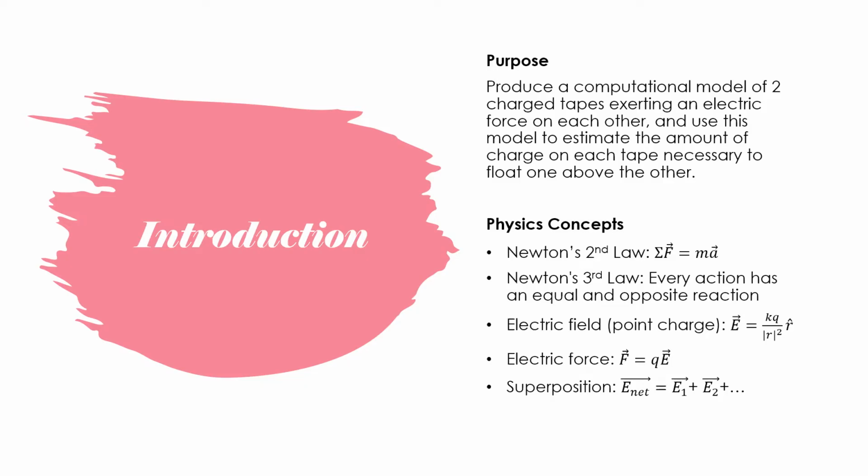The purpose of this lab was to create a computational model of two charged tapes exerting an electric force on each other, and use this model to estimate the amount of charge on each tape necessary to float one above the other. Really, this is an expansion on Lab 1, except we should get more precise results this time because we're going to be using a better approximation.